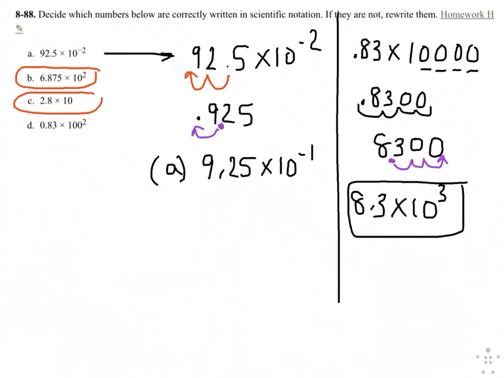So there's D, right? This is D, and this is A. And B and C are already in scientific notation.